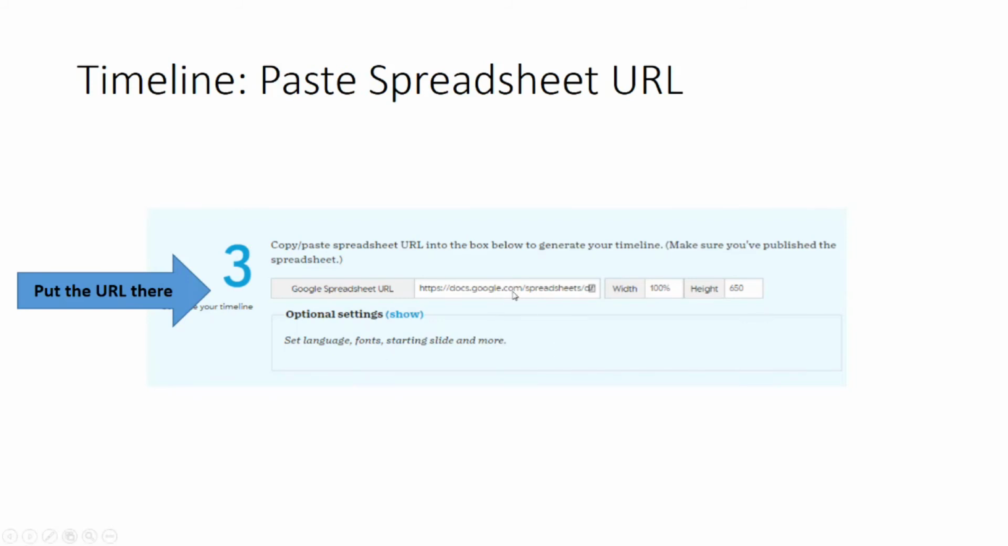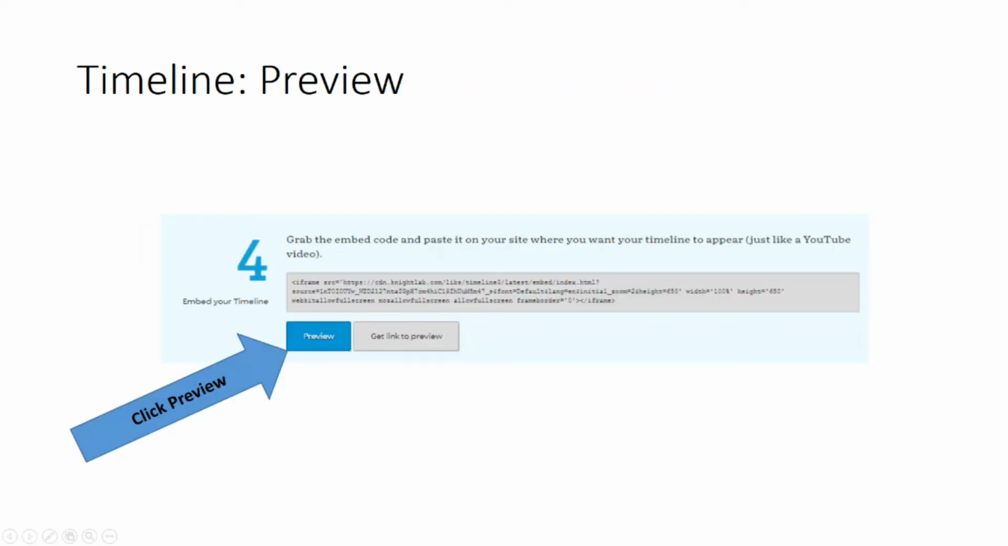What you'll do is you'll take the URL from the spreadsheet that you created, copy that, and paste it in at step 3. Take your URL and put it right there. And your URL should involve docs.google.com, and then there'll be a bunch of garbage after that. Now we're ready to preview the timeline. So you click on Preview, and you will get a preview of your timeline.